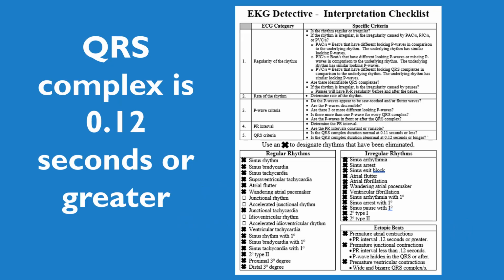So referring one last time to the checklist, since the QRS complexes are 0.12 seconds or greater, that means we can eliminate junctional rhythm as well as accelerated junctional rhythm, because junctional rhythms are typically associated with narrow, normal-looking QRS complexes. And that leaves us with the idioventricular rhythms that we were dealing with, either accelerated idioventricular or idioventricular based off of those rates.